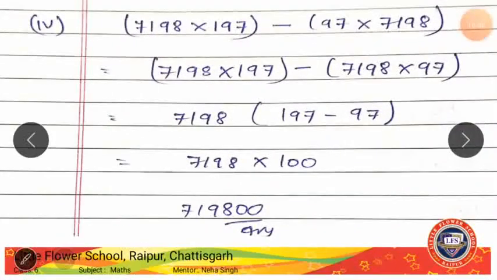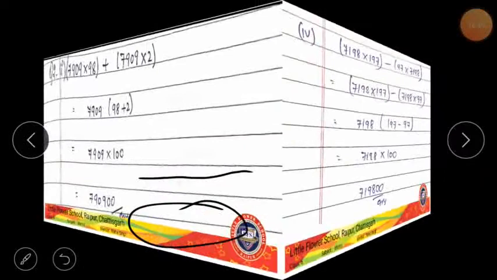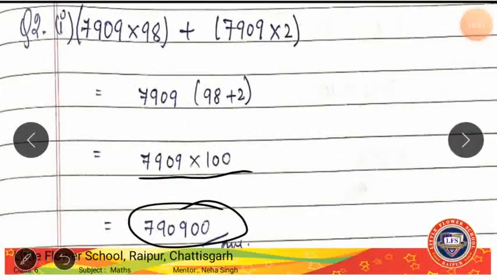Moving on to the next question. Again here, 7198 into 197 minus 97 into 7198. See now, this property in this question, which property had we used? This is which property?